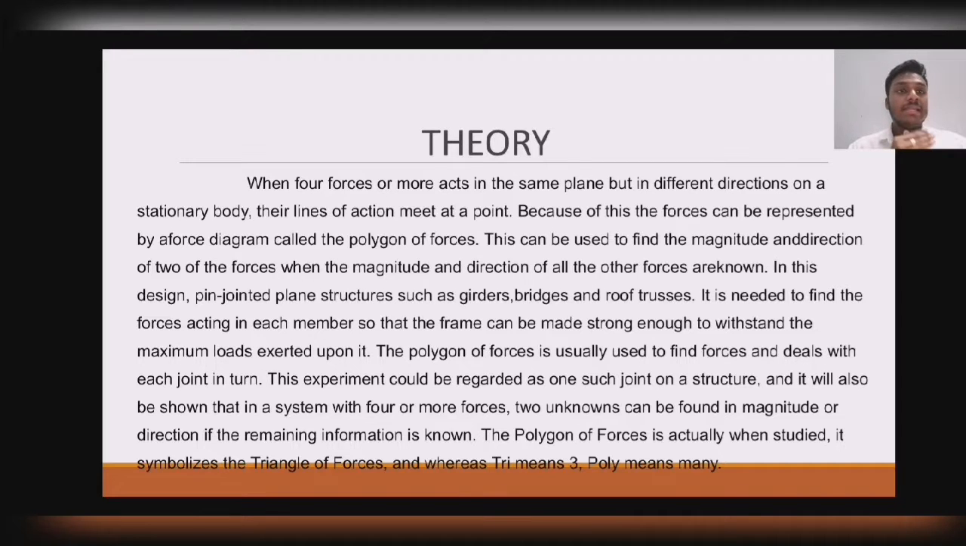This experiment could be regarded as one such joint on a structure, and it will also be shown that in a system with four or more forces, two unknowns can be found in magnitude or direction if the remaining information is known. And just as additional information, the polygon of forces, if studied and investigated, symbolizes the triangle of forces, where tri means three and poly means many. So this is the theory for polygon of forces.